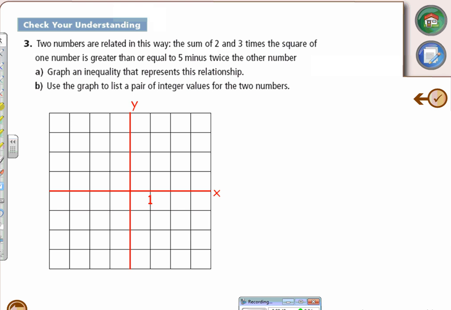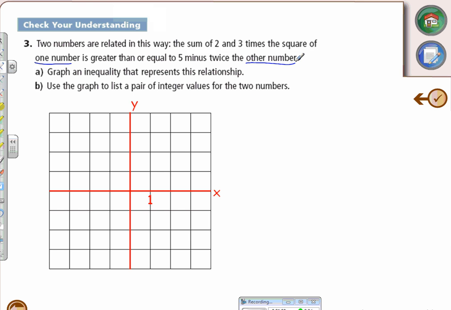Example number 3. Two numbers are related in this way. The sum of 2 and 3 times the square of one number is greater than or equal to 5 minus twice the other number. Okay, so let's at least do this side. I know I've got a number and another number.